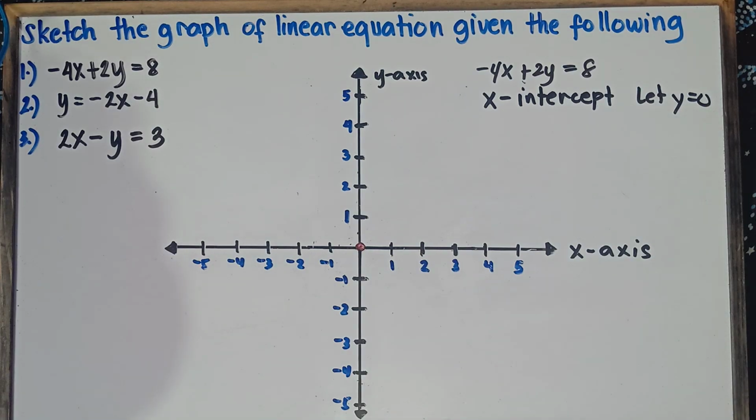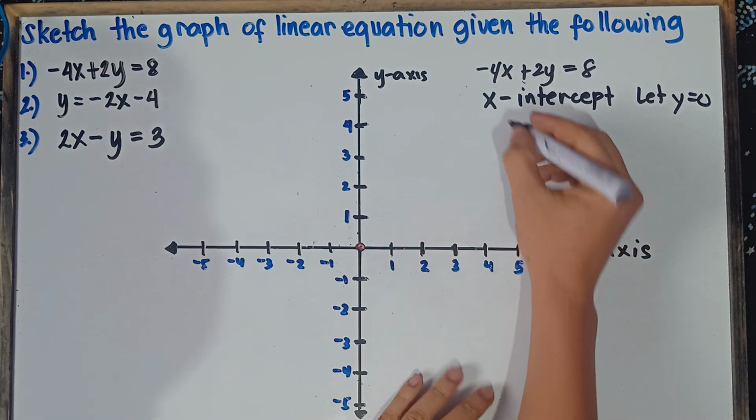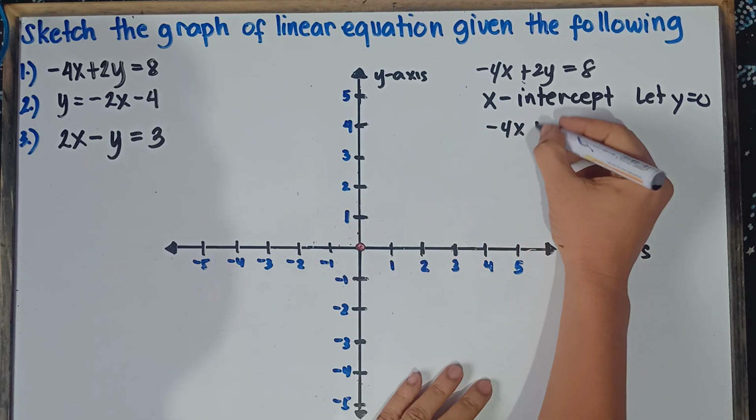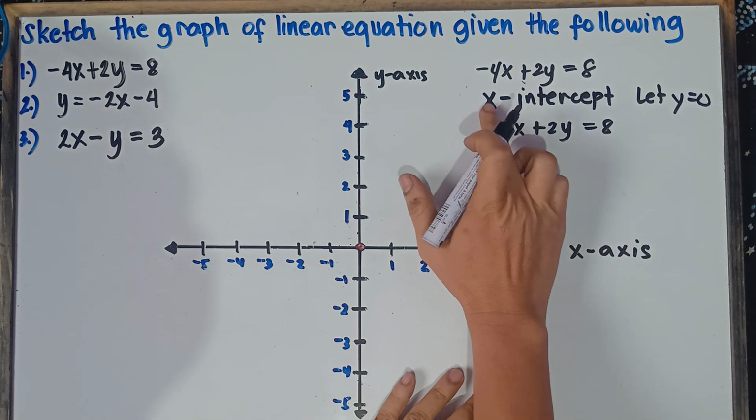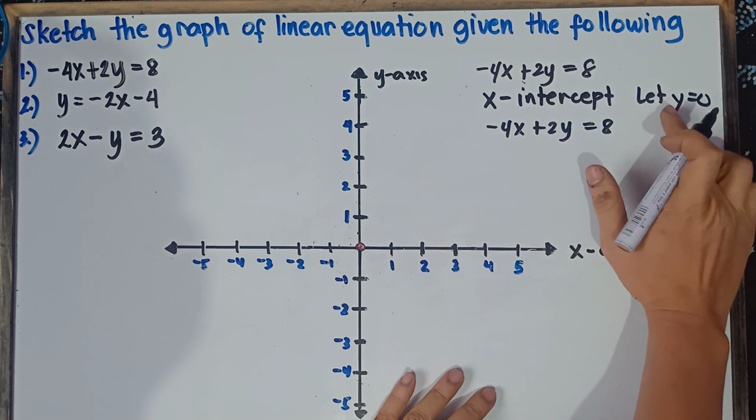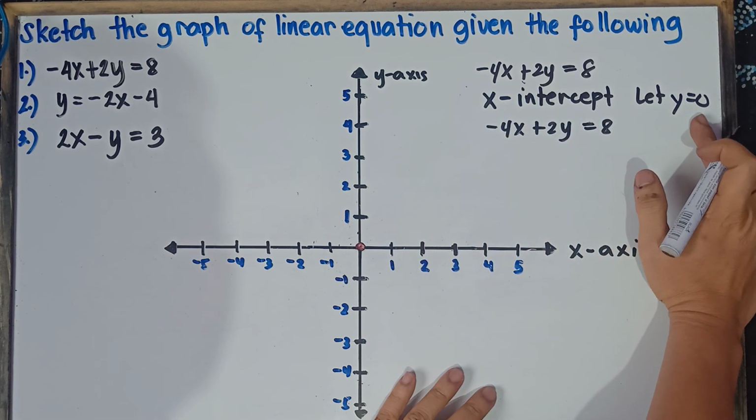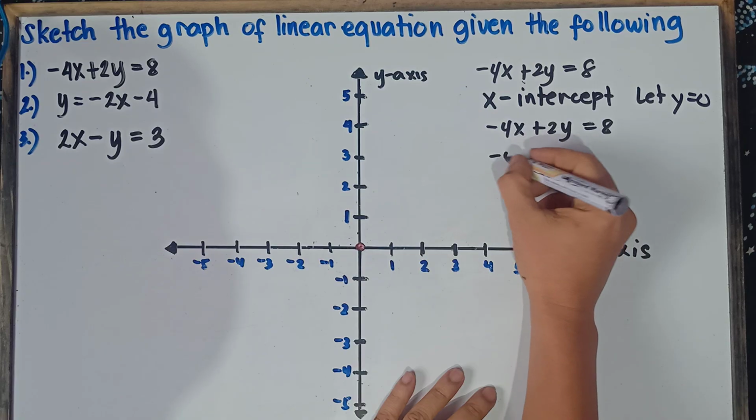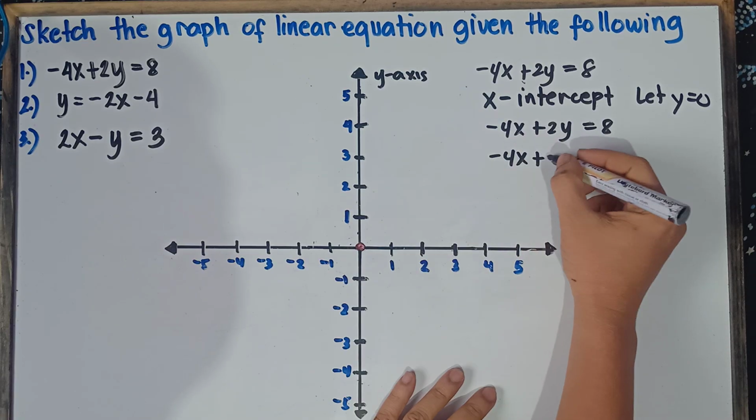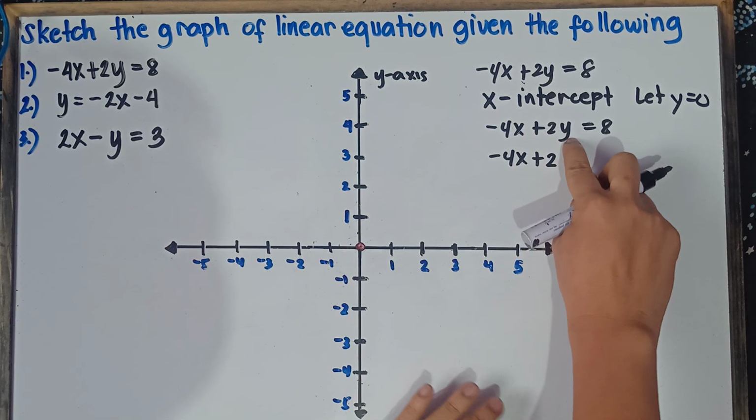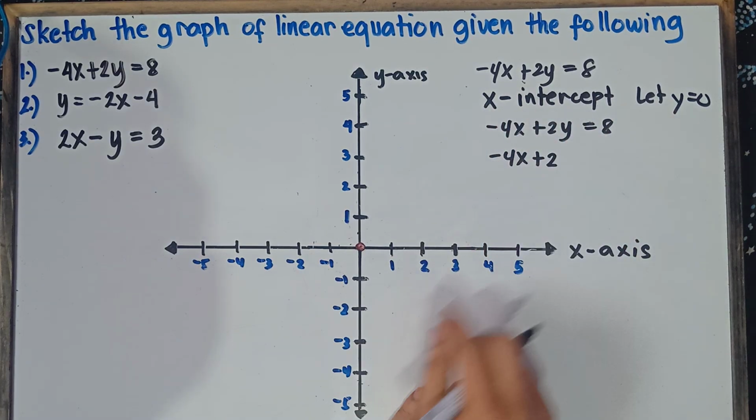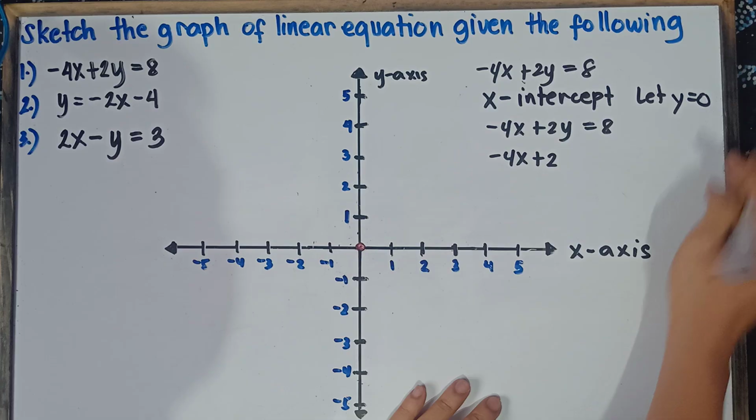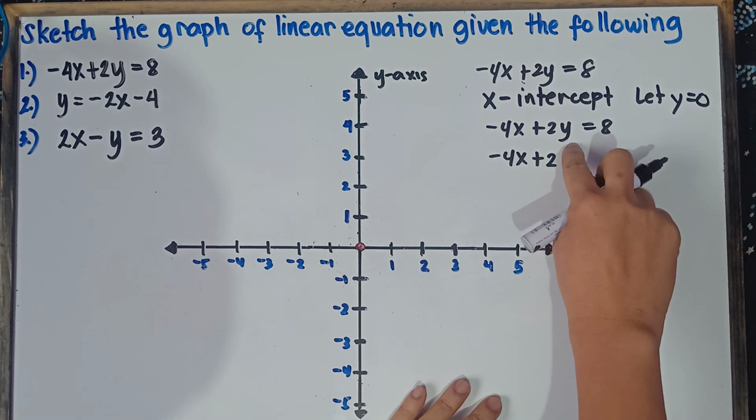So y is equal to 0. Simply copy the equation: negative 4x plus 2y equals 8. Once again, to get the x-intercept, let y equal 0. So simply copy negative 4x, copy plus 2, and this y, you change into 0.